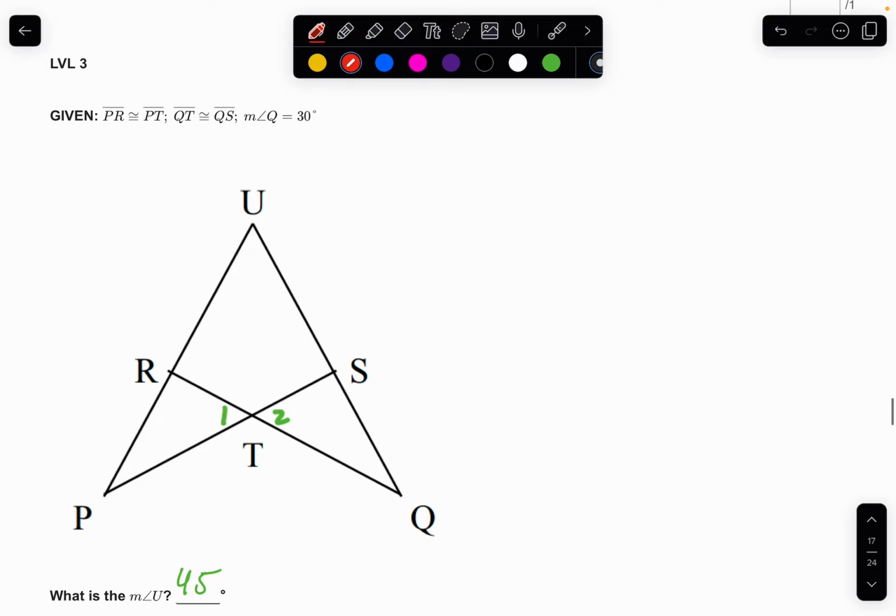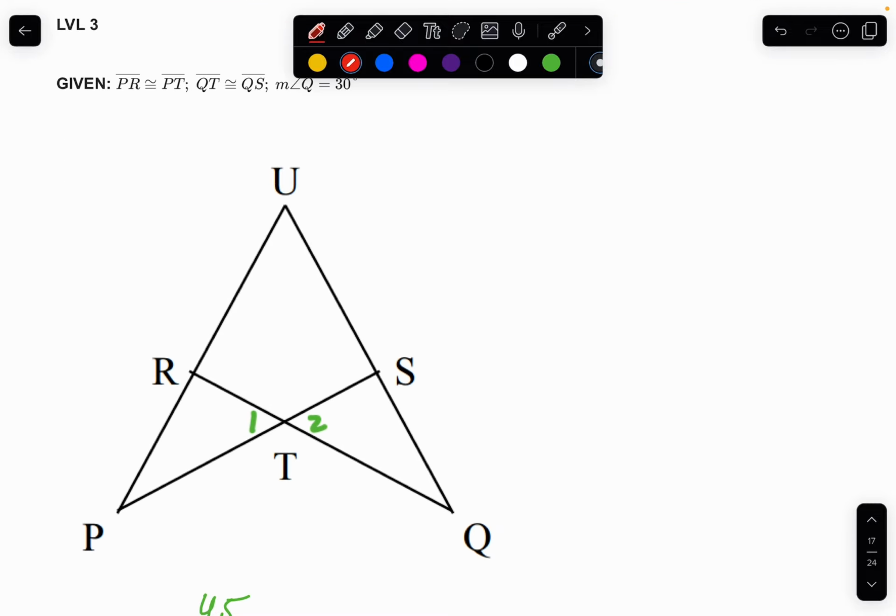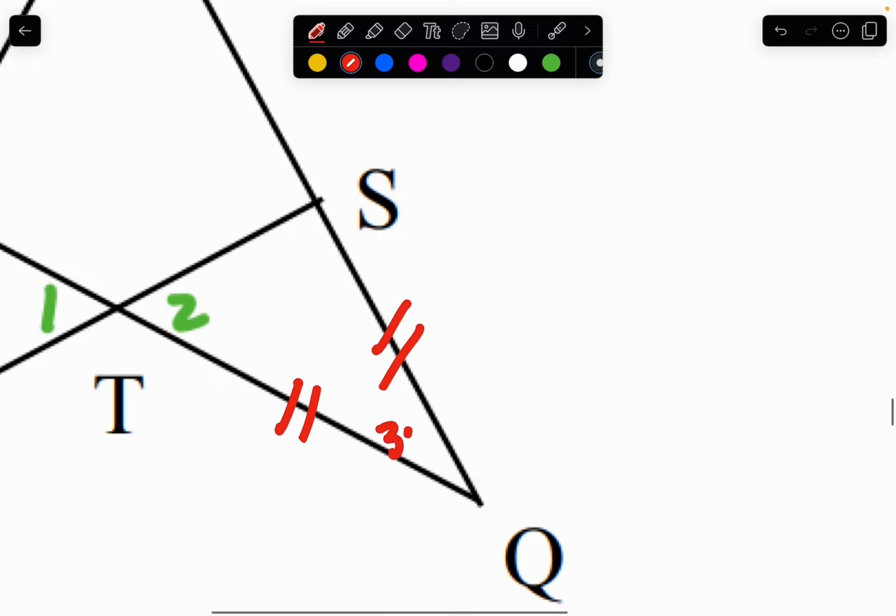All right. So we have a picture here. It says PR is congruent to PT. QT is congruent to QS. And angle Q is 30 degrees.